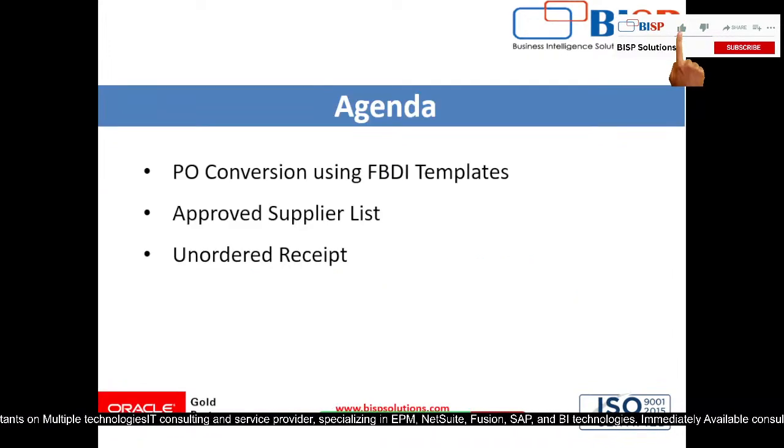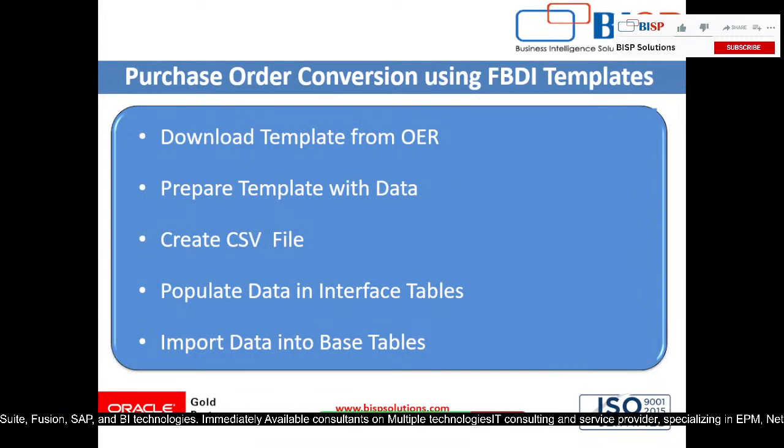So this is our today's agenda, and we'll cover topics like PO conversion using the FBDI template, approved supplier list, and order receipt. We will cover today's session in three topics. Let's start with the first topic, that is purchase order conversion using FBDI template.